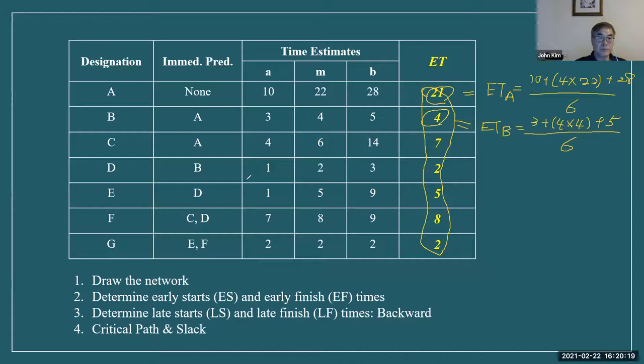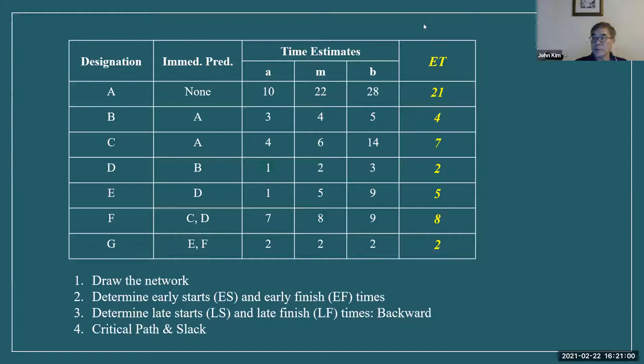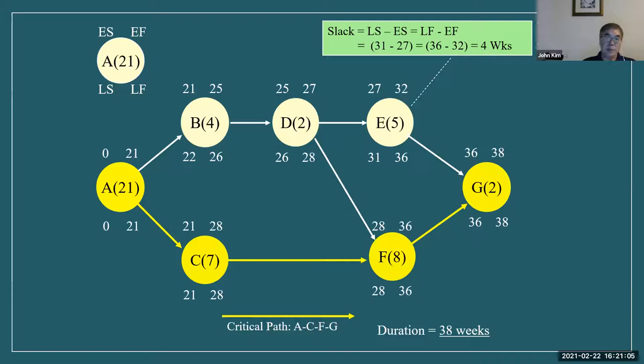Now, it looks like the same as single activity time information. So using this expected time, we can draw a network diagram, and then we can find early start, early finish, late start, late finish. And then we can determine the critical path. So using activity designation and immediate predecessor, we can draw the network diagram like this.